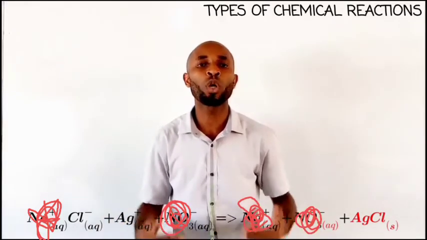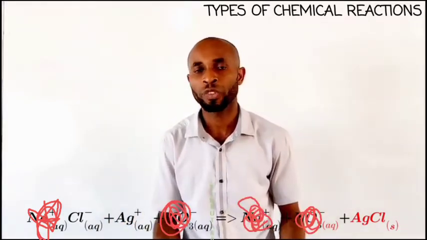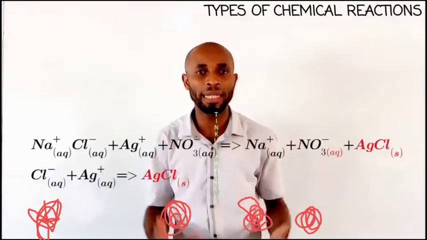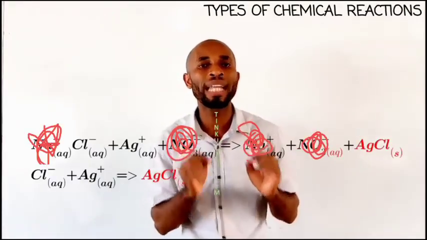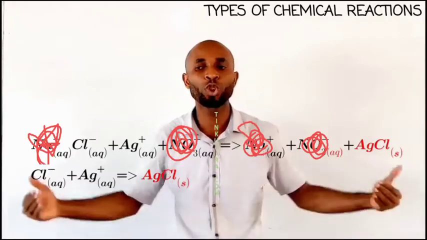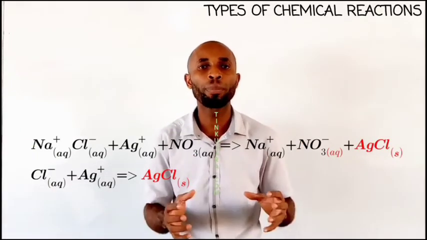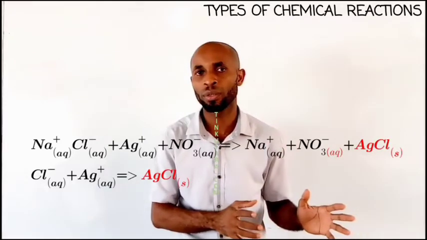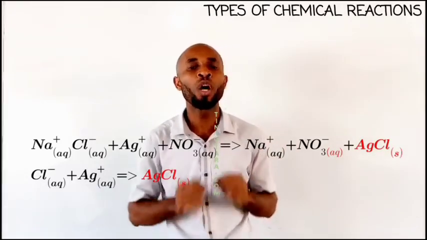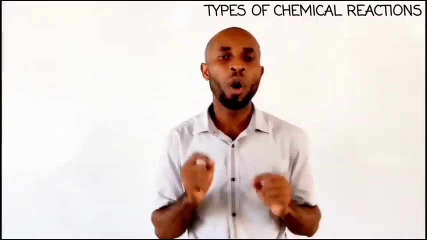Those ones I remove, we call them spectators. Whereas the remaining ones you can see now is what we call the net ionic equation. Now if you join this thing back, we have what we call the complete ionic equation.